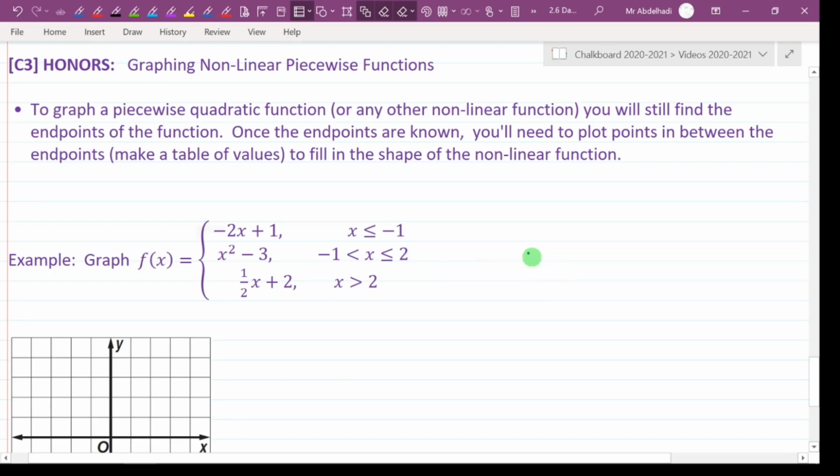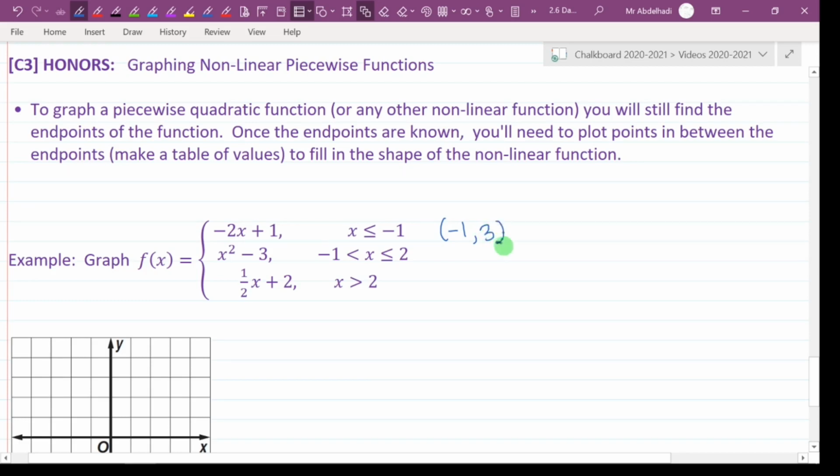Well, the good news is that the rays are no different than before. So for the ray, find your endpoint. Okay, so here we go with the checklist. Find your endpoint or endpoints. Well, there's one x value given. What's the y value? Well, plug it in to find out. Negative 2 times negative 1 is positive 2, plus 1 is 3.